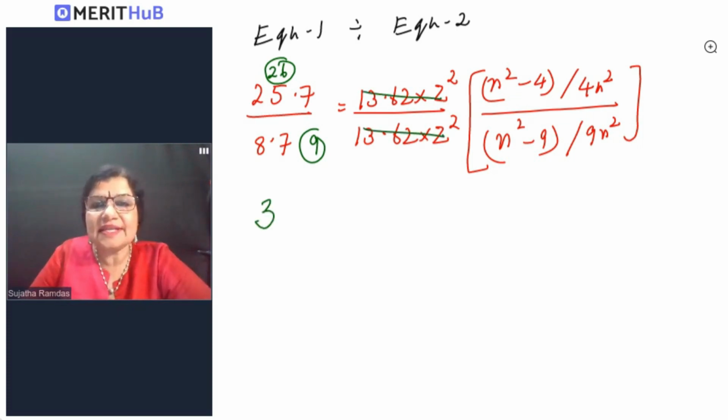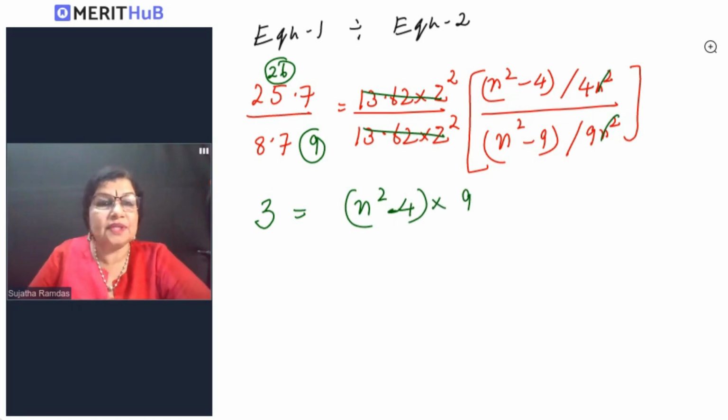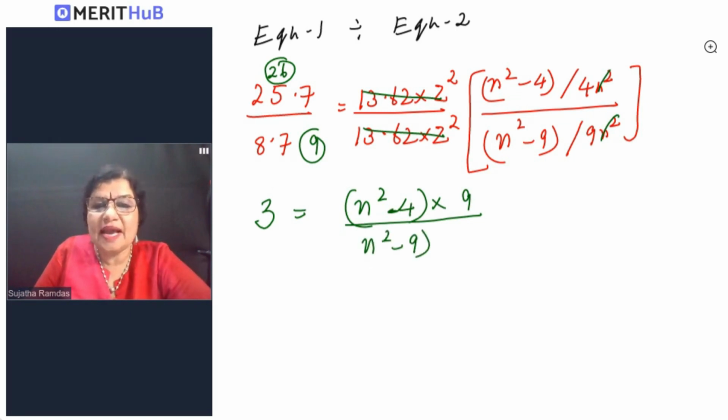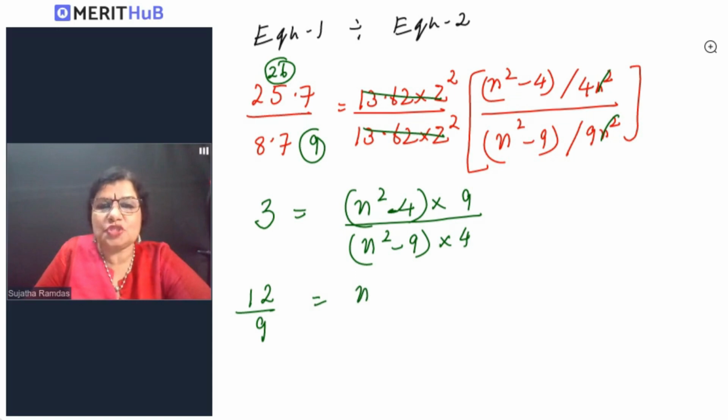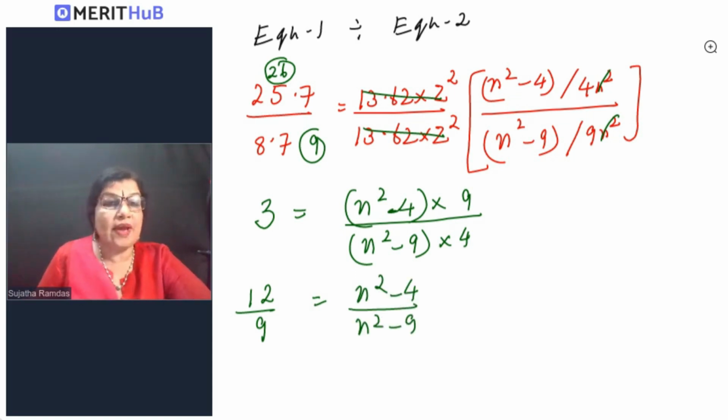We cancel these. 3 is equal to n square minus 4. The n square here gets cancelled into 9. The 9 comes up, divided by n square minus 9 into 4. So I again transpose further. I get 12 by 9 is equal to n square minus 4 divided by n square minus 9.